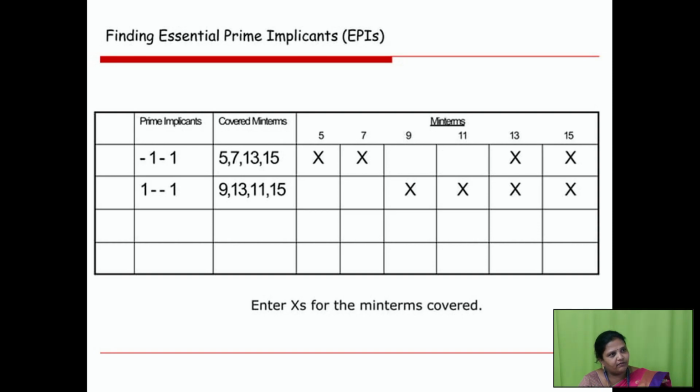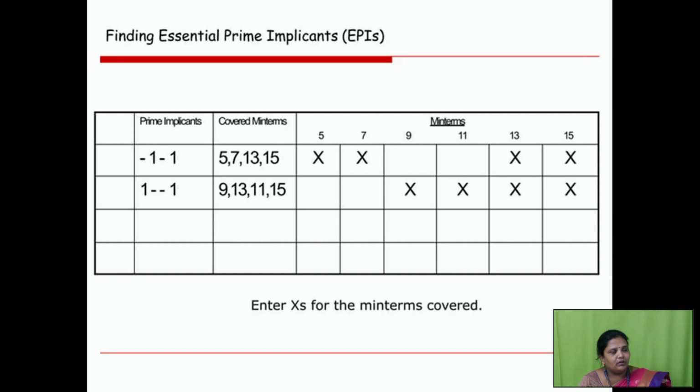If you are going with 7 also, we have only one cross in the 7th min term column. If you are going with your 9, in this 9 also we have only one single cross in the 9th min term column. And if you are going with your 11th min term, there also we have only one single cross in the 11th min term column.